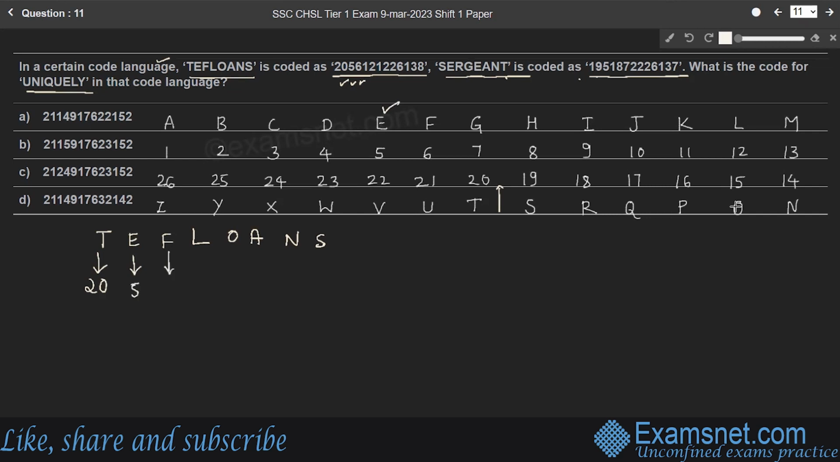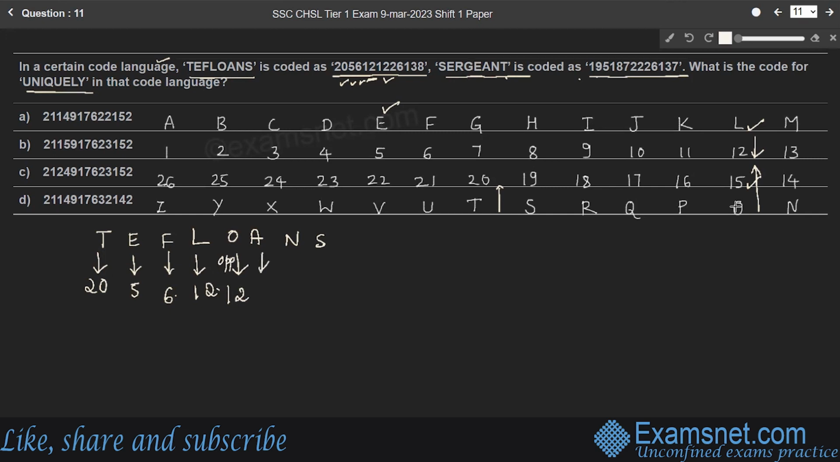F is coded as 6, whereas L is coded as 12, its opposite positional value, right? Whereas O is coded as 12. The positional value of O is 15 here, right? Its opposite positional value is 12. Therefore, O is coded as 12. Here 12 is the opposite positional value of O.